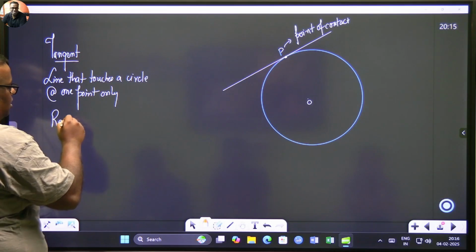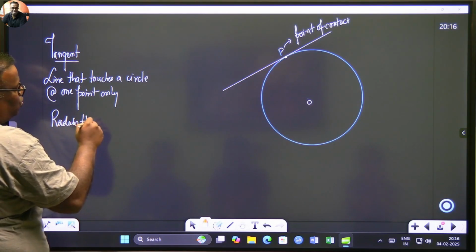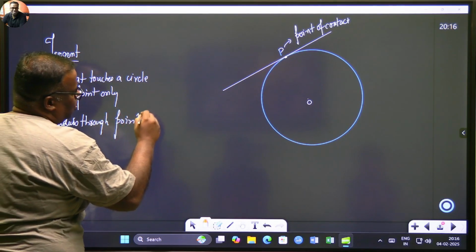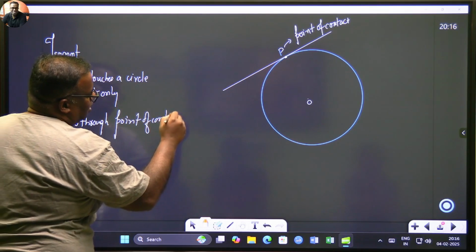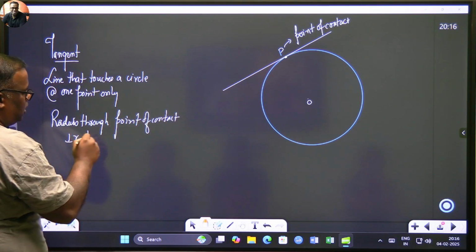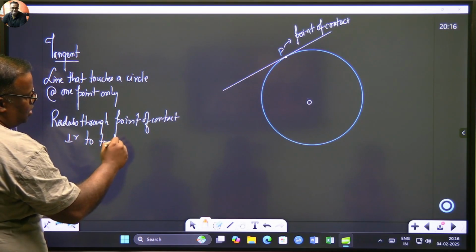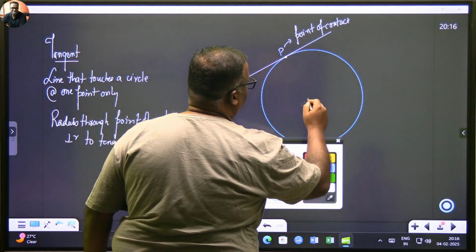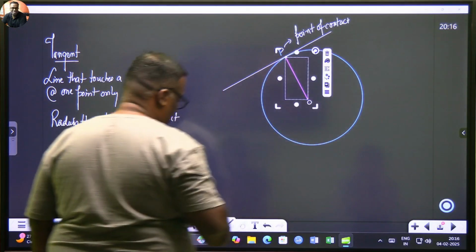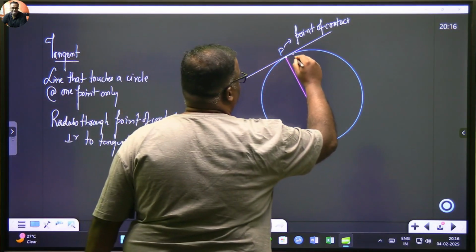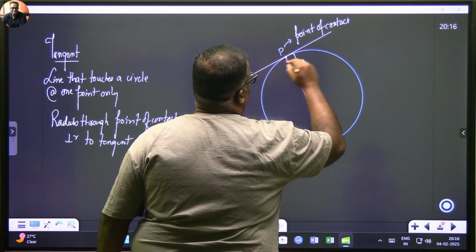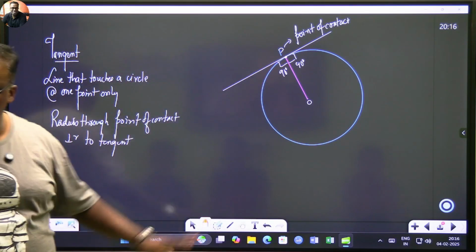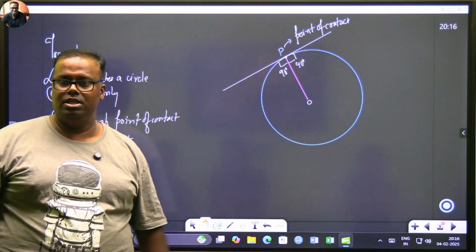Radius through point of contact will always be perpendicular to tangent. Radius through point of contact means if you are trying to draw a radius which is joining this, then this will always be perpendicular, means this will be 90 degree. Clear? Radius at the point of contact is always 90 degree.